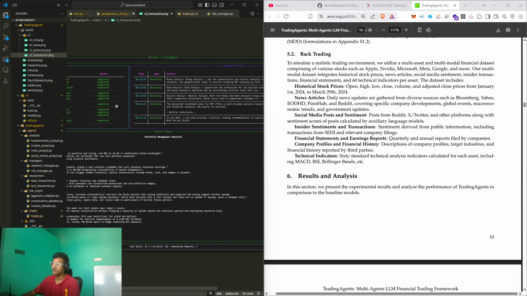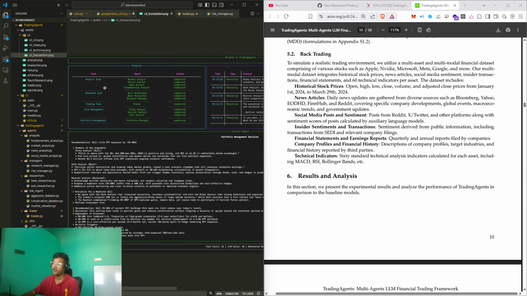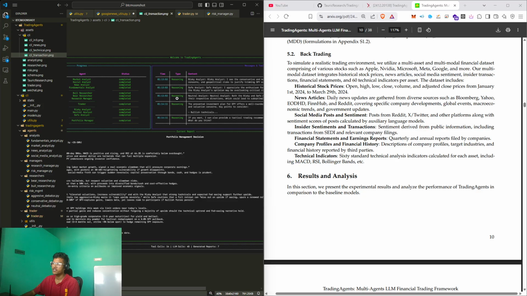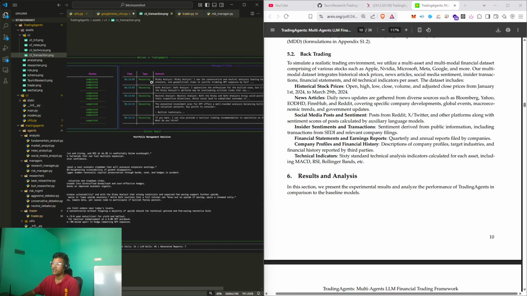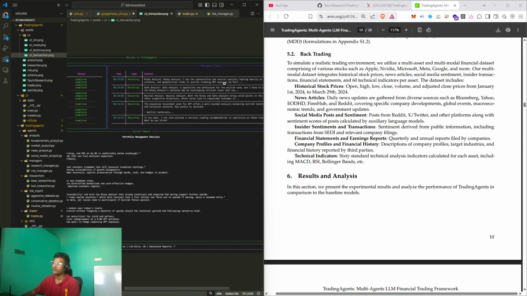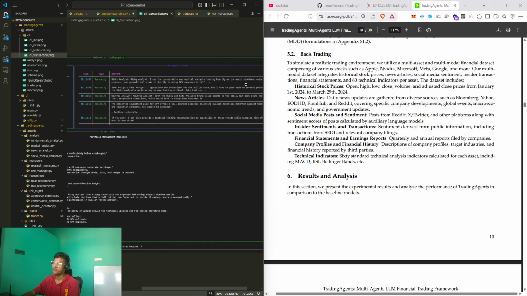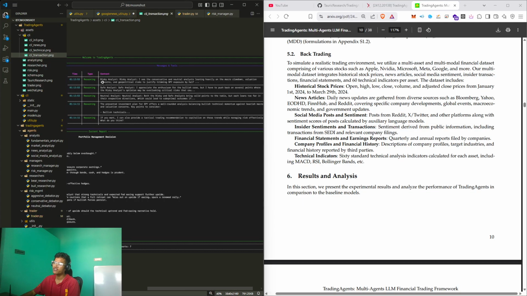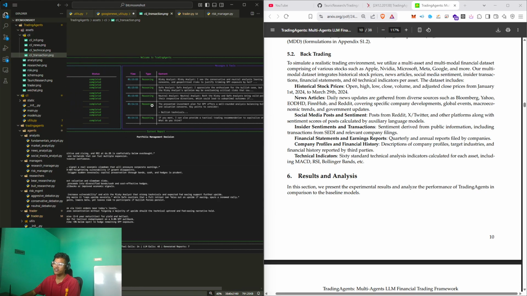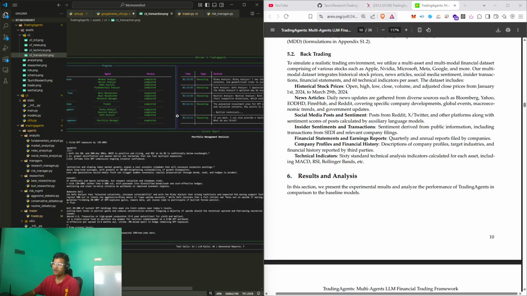Okay. See, now we have analyst team, research team, trading team, risk management, portfolio management team. Their reasoning, and then as the risky analyst says, "I see the conservative and neutral analysis leaning heavily on the macro slowdown, valuation concerns, and geopolitical risks to justify trimming SPY exposure by half." So this is some really good reasoning, guys. If you read it, it will make sense for sure.